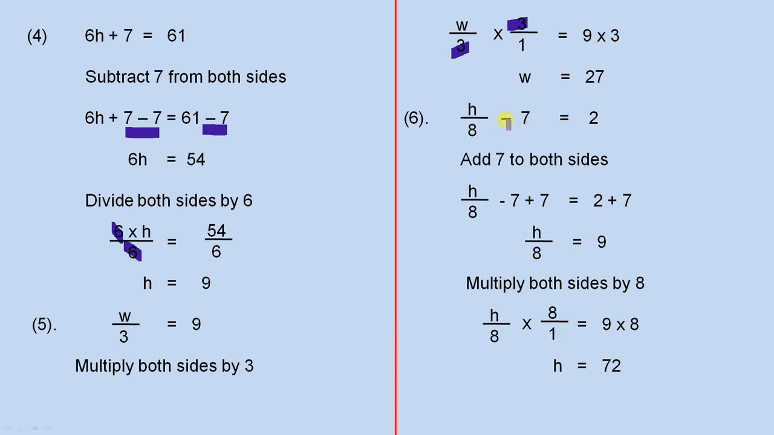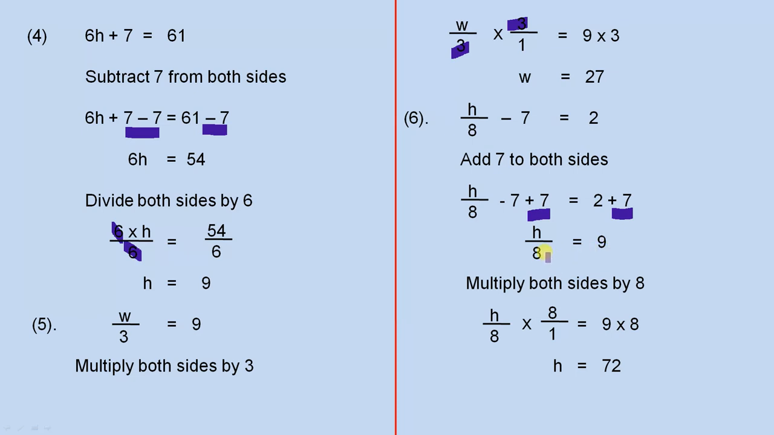h over 8 minus 7 equals 2. That's a minus sign, so we add 7 to both sides, which we've done there and there. That keeps the equation balanced. The left-hand side simplifies to h over 8, and the right-hand side is 9.